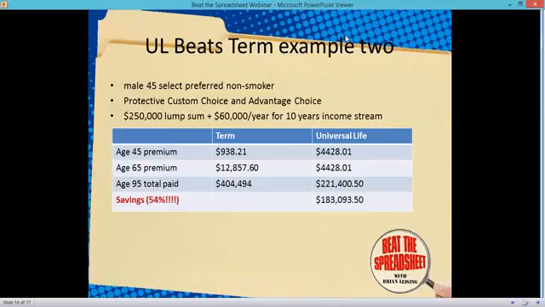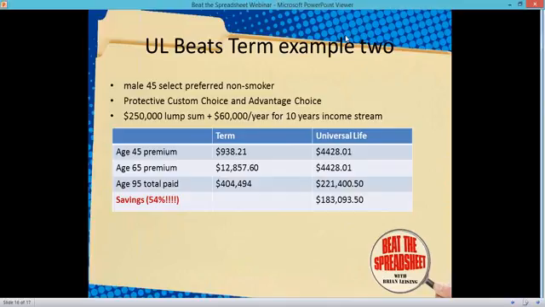All right, so here's our what-if situation. What if instead of buying that term at age 45, we put our client into a universal life that was guaranteed all the way out to age 95? We did that from the very start. Well, it's going to increase our premium by about 4 times initially to $4,428, but that's going to remain level all the way through age 95.